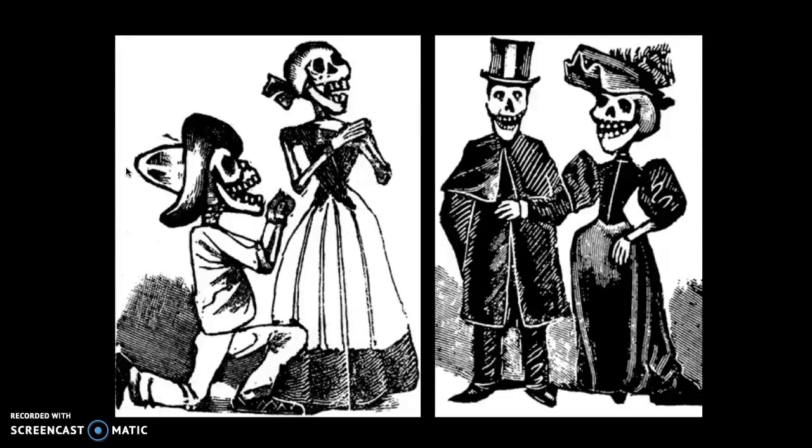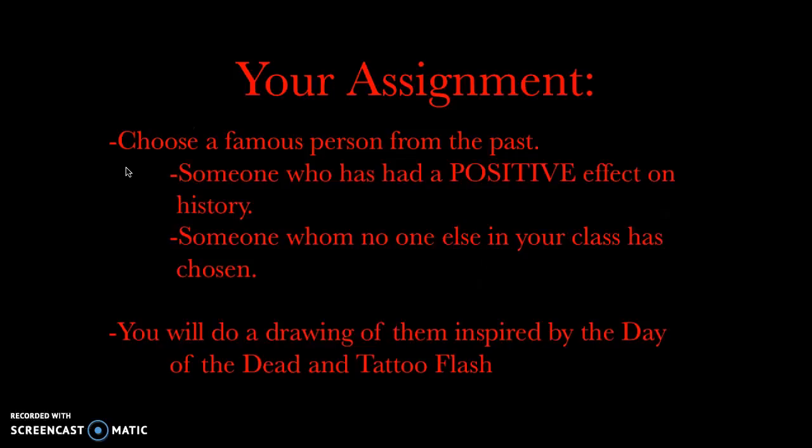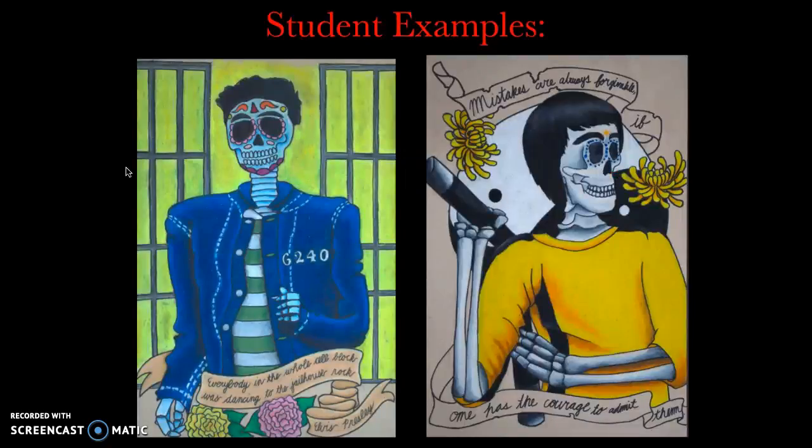All right, so let's talk about your assignment. So you're going to choose a famous person from the past, okay? Somebody who has had a positive effect on history. And it's also going to be somebody whom no one else in your class has chosen. There's going to be a Google sign-up sheet for that to make sure. Okay, and you're going to do a drawing of them inspired by both the Day of the Dead and by Tattoo Flash. Here's some student examples.